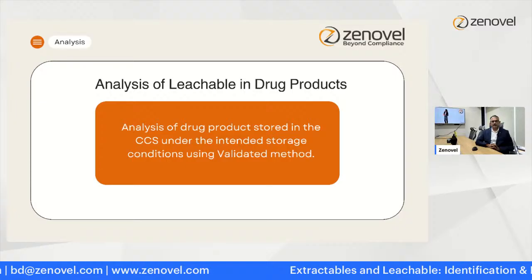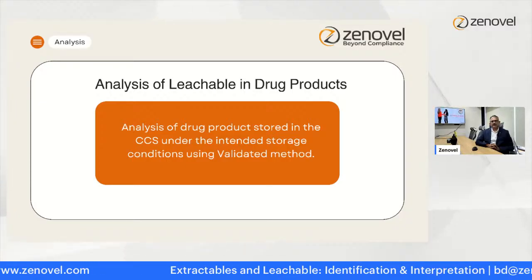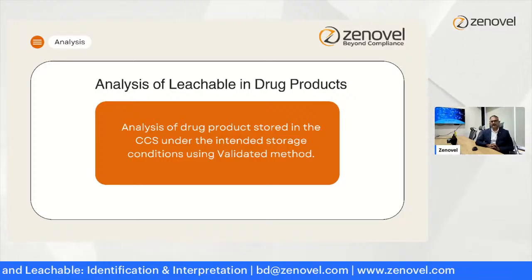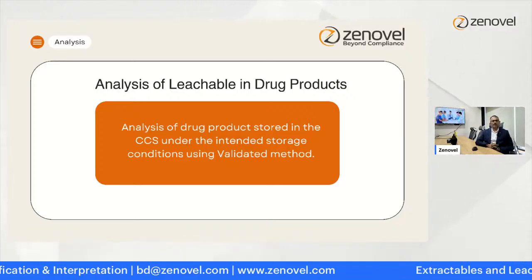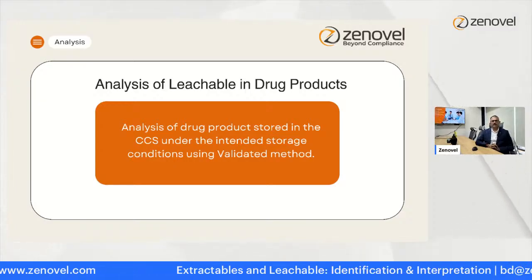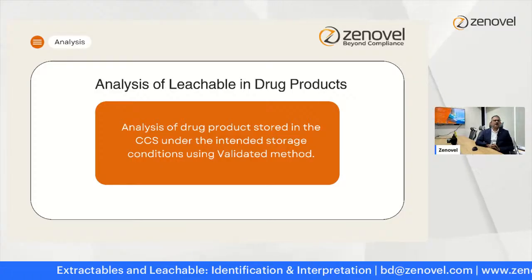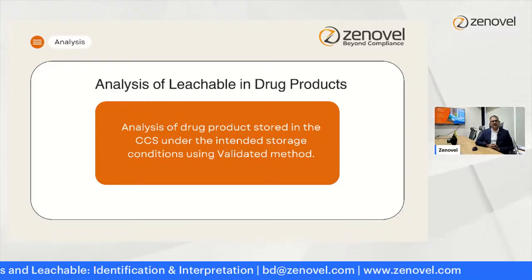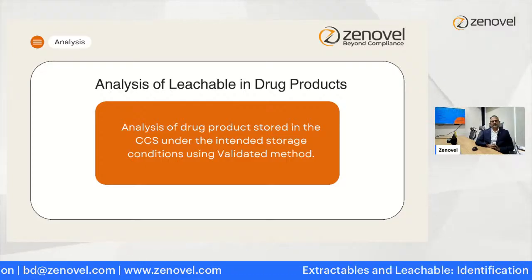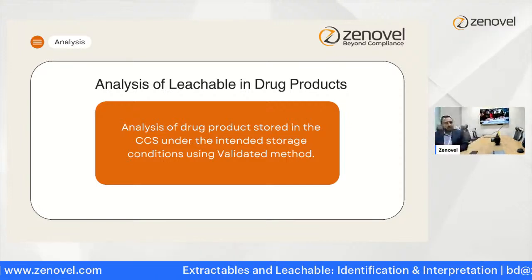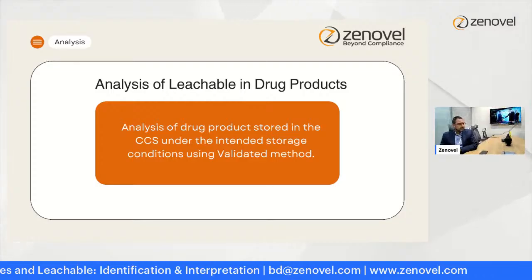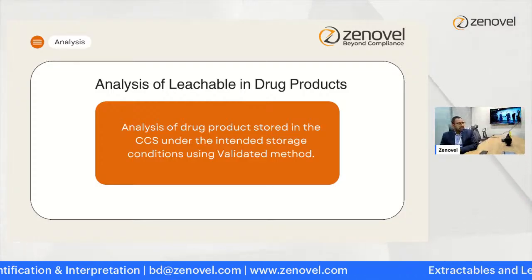So analysis of drug product stored in the CCS under the integrated storage conditions should be performed using the validated method. Here the difference is that when we are performing the extractables, no validated method is required because it's just the starting of the study. But while performing the leachables, it is mandatory to perform the study using the validated method. All right, so validated methods are specifically required for the leachables, not for the extractables, right? Because we need to quantify them and identify them.